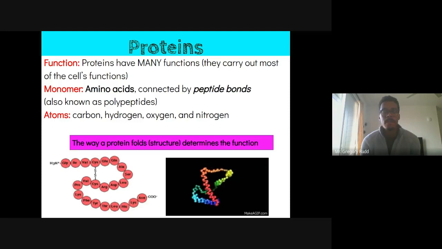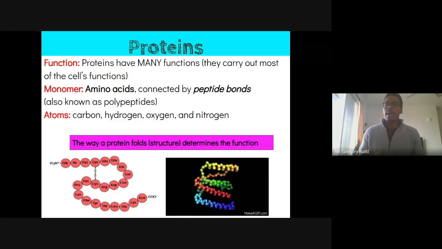What else? We'll talk today about insulin, which is a protein that helps your body to break down sugars. Many different types of hormones are made of proteins. Many parts of the cell itself are made of proteins. So proteins have a lot of diverse functions.